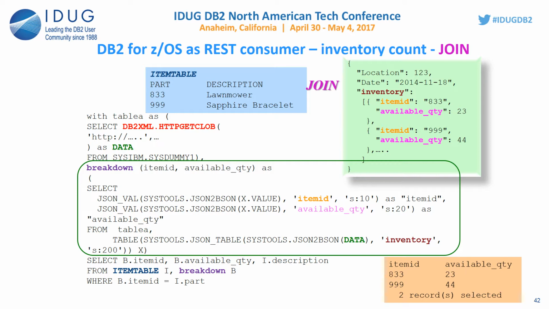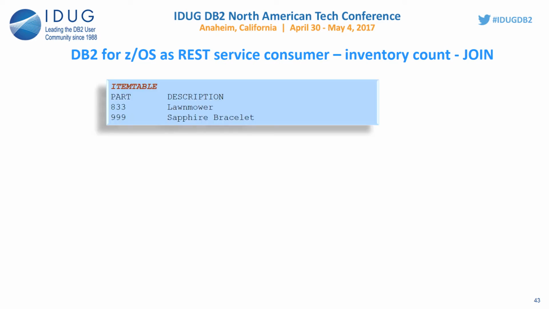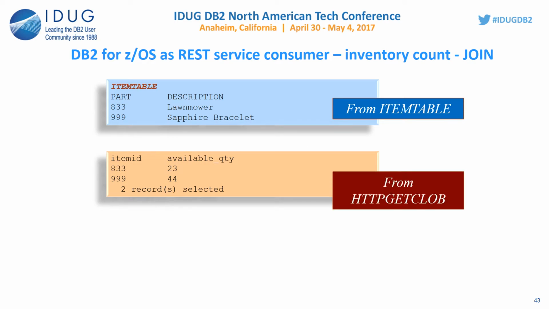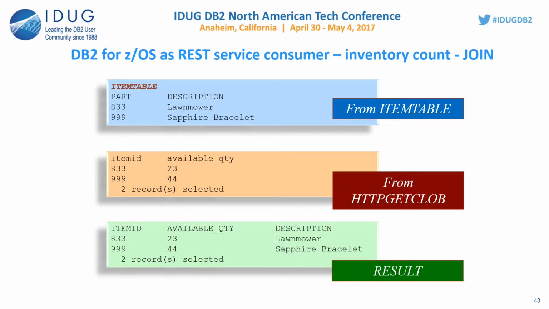If you want to think about it in a picture, how you can do that: this item table is already in Db2. We have the description and also the part number. This one is from the remote office, the branch office. This is what we get from the HTTP GET call. So the final result is a join between these two. This is the final result.